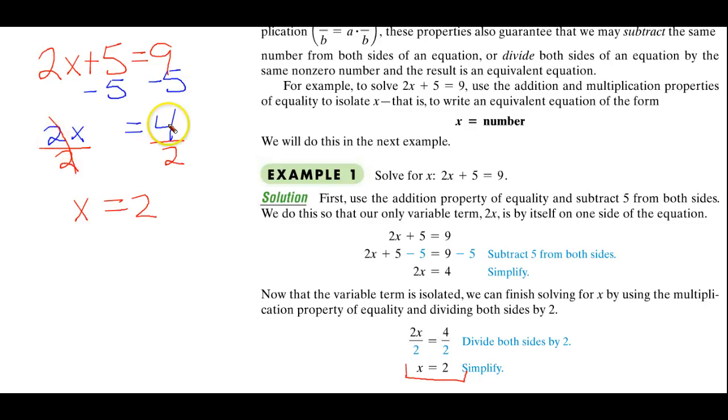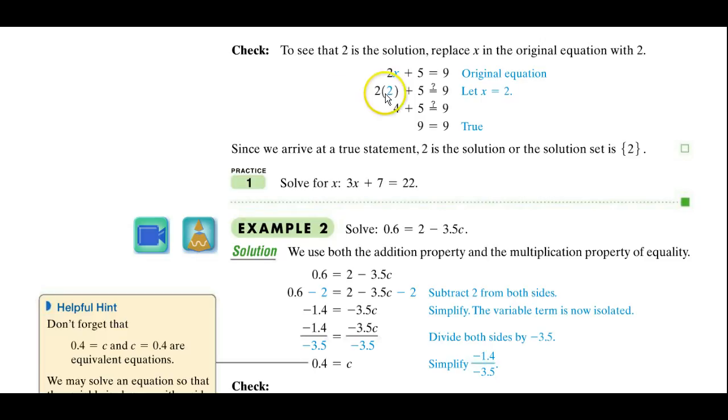And then we divided both sides by the number that goes with the x. This is called the numerical coefficient of x. And we've solved that equation. Now if you put the 2 where the x is, that is 2 times 2 is 4 plus 5 is 9. And 9 equals 9. So you did a check and it proved that that was true.